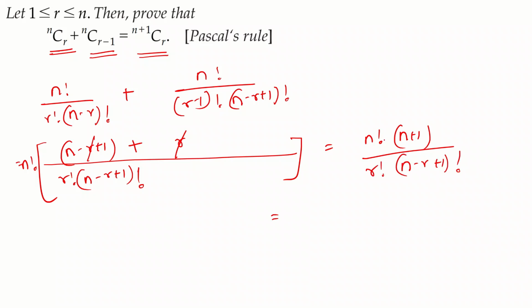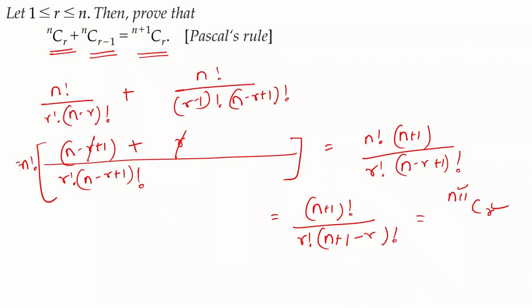So this n factorial times n plus 1 is n plus 1 factorial divided by r factorial, and then we can write this n minus r plus 1 as n plus 1 minus r factorial. So this, if you observe, is n plus 1 Cr, because n plus 1 Cr is this factorial by this factorial into this minus this factorial. So this is effectively n plus 1 Cr.